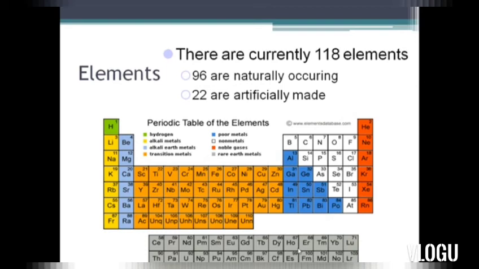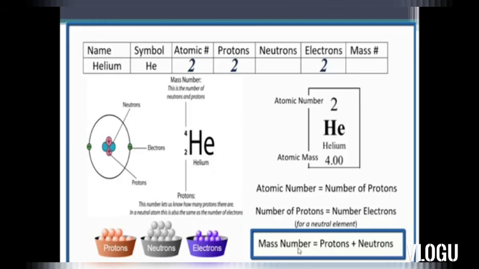Anong ibig sabihin ng naturally occurring? Ibig sabihin, yung 96 elements na nandito ay talaga namang originated or natural in nature, nakita sa ating mundo. So yung 22 elements naman ay ginawa ng mga scientists upang makita natin or ma-identify natin kung nasaan ba yung protons, neutrons, and electrons. So kung mapapansin natin dito sa kabilang side, ito ay He stands for helium. So yung He, ang ibig sabihin dyan ay symbol ng element. So yung helium, syempre, automatic, siya yung pangalan ng element na yan.